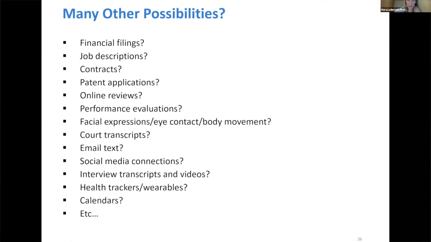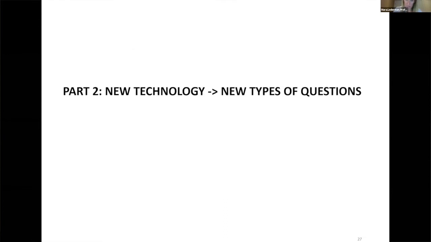Or performance evaluations, court transcripts, email text, social media connections, calendars, the type of data that health trackers and wearables might generate. All of these give us an opportunity to take things that didn't fit in the rows and columns that we're used to working with, apply machine learning, generate new variables, and potentially answer a new set of questions.